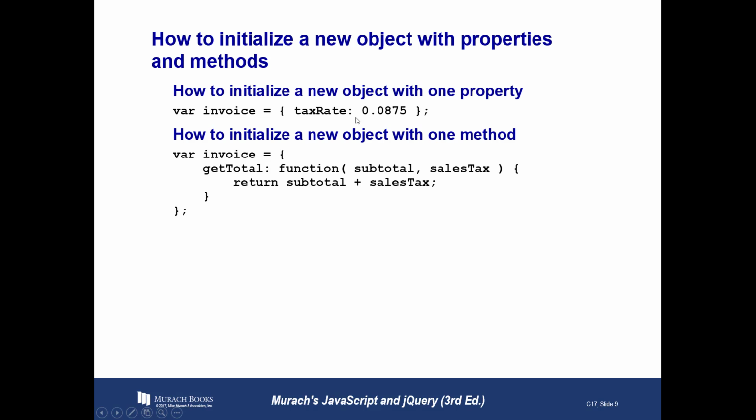Notice the colon right there. All right, and the tax rate looks like it's 8 3/4%. Here's an object. We're creating the same object, but instead of giving it a property, we're giving it a method. Again, notice the name of the method, colon, function.